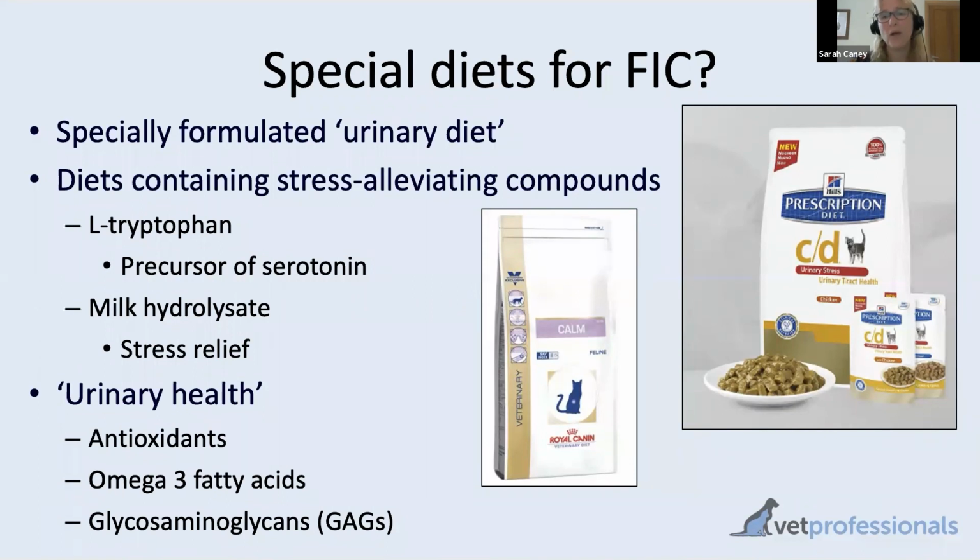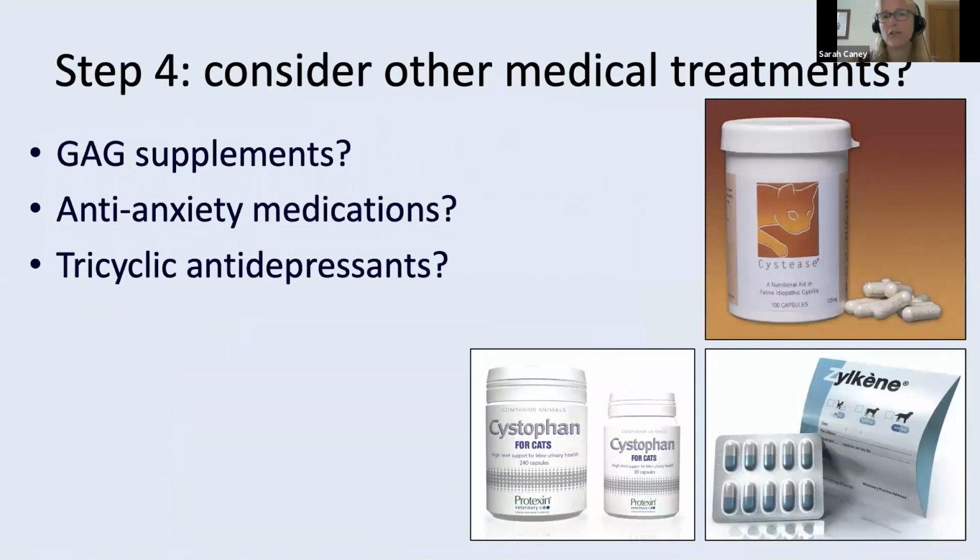And in most of the cats that we see, all of those strategies that I've covered so far are sufficient to get you good resolution of clinical signs. There are some cats where still, in spite of doing all of this, we have recurrence, we have problems. And other options to consider might be, if you're not using a diet that's supplemented in those glycosaminoglycans, you can use those as very definite supplements. So things like Cystease would be in that category.